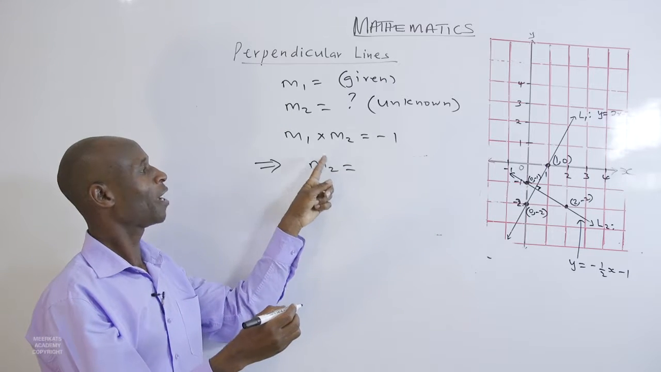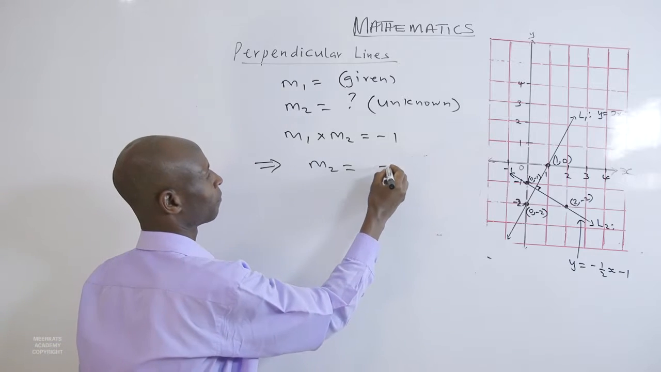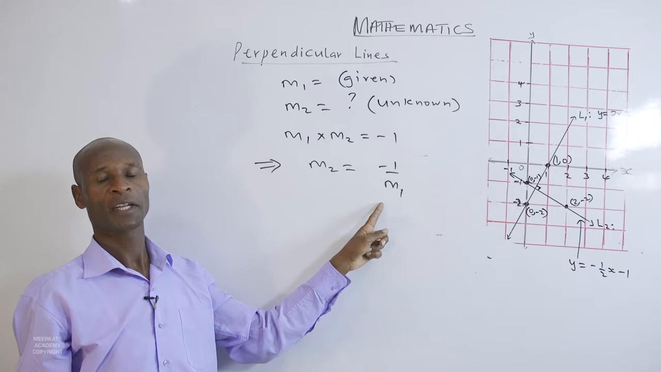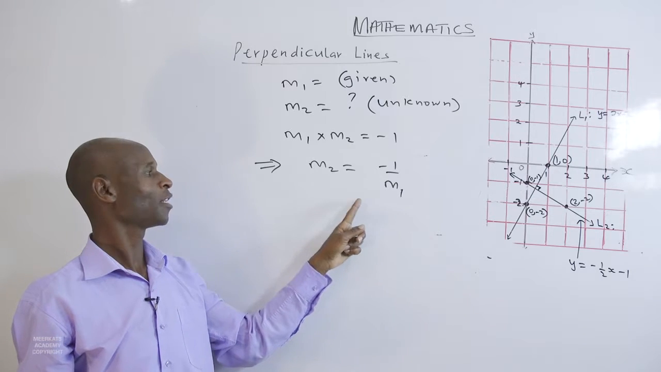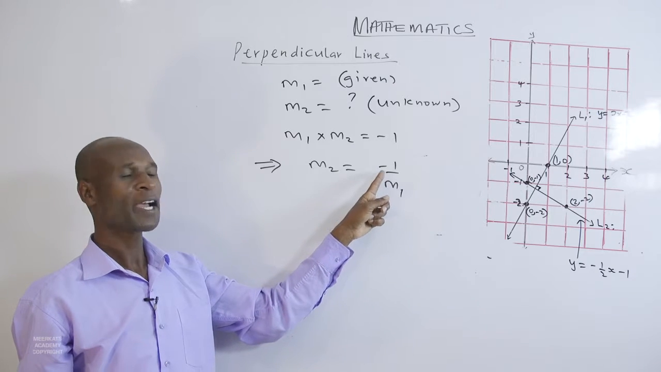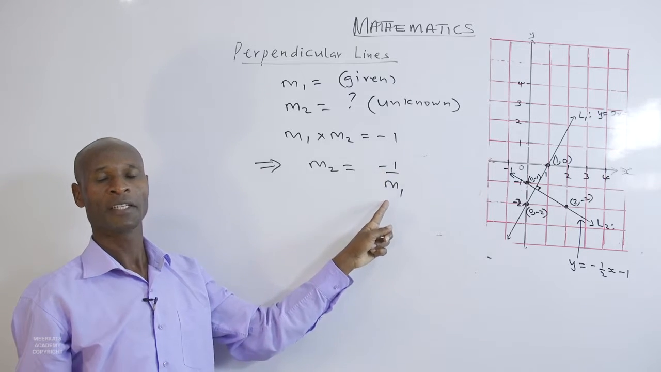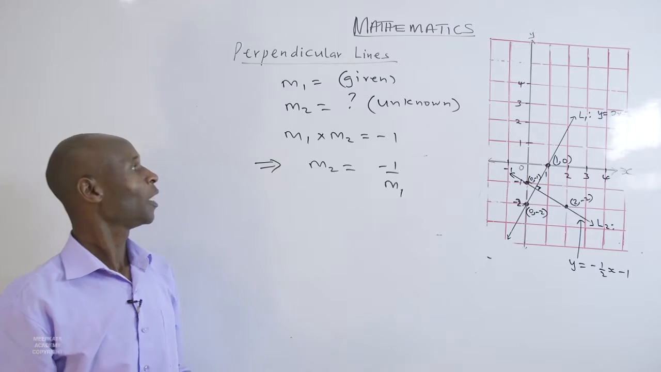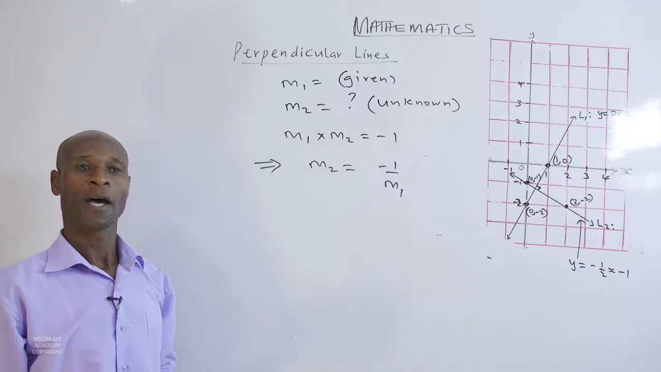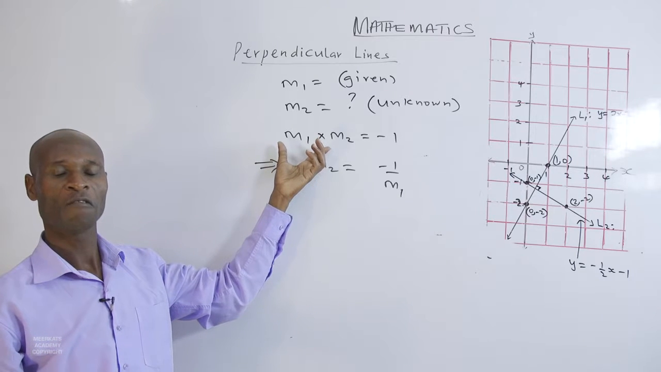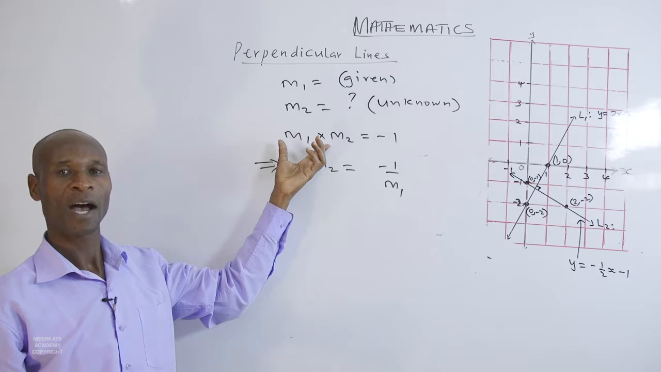m2, we find the negative reciprocal of the gradient of the first line. So that means m2 is equal to negative 1 over m1. That is the negative reciprocal of the gradient of the first line. So this will be very useful in our subsequent examples. So let us now look at an illustration which can assist us to solve questions involving lines that are perpendicular.